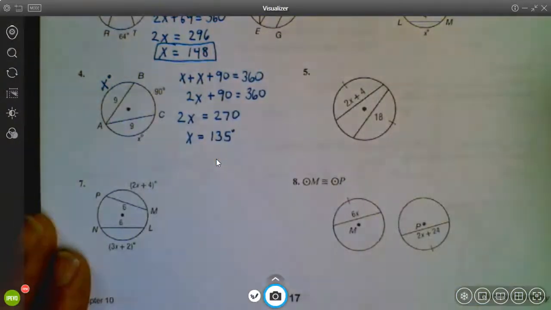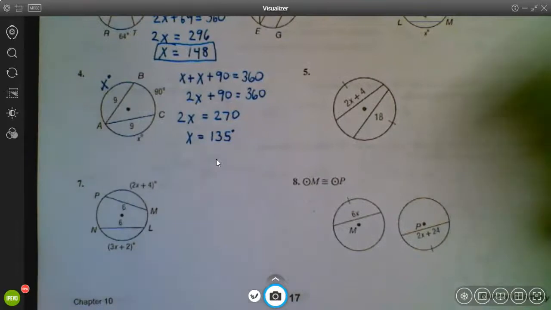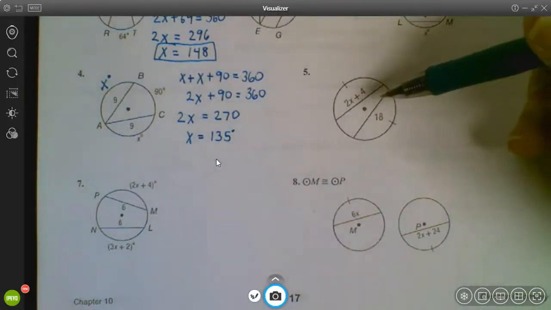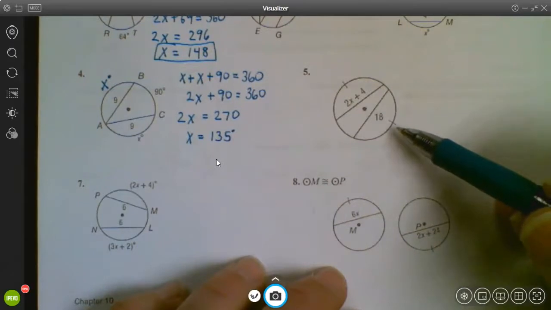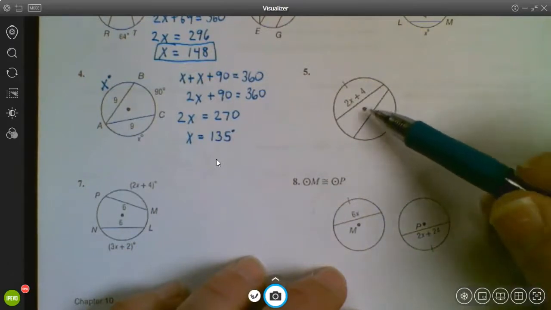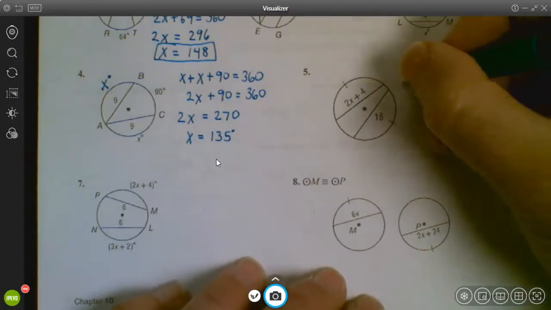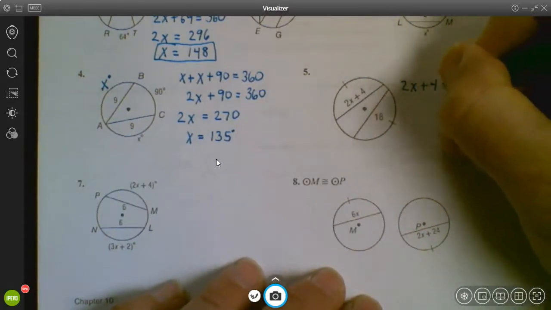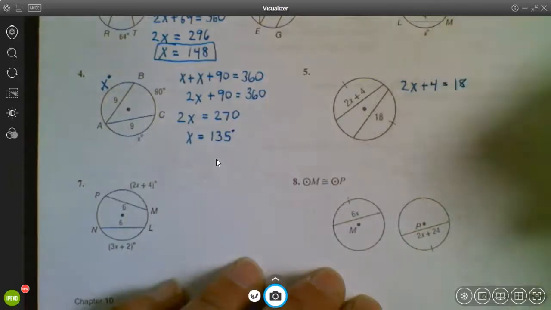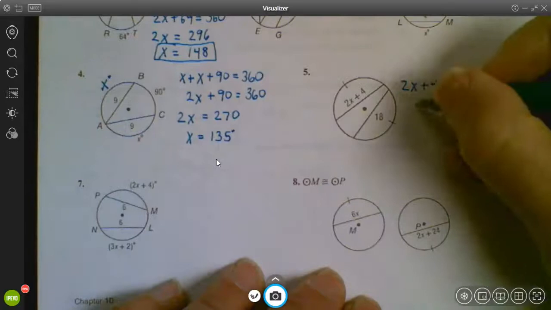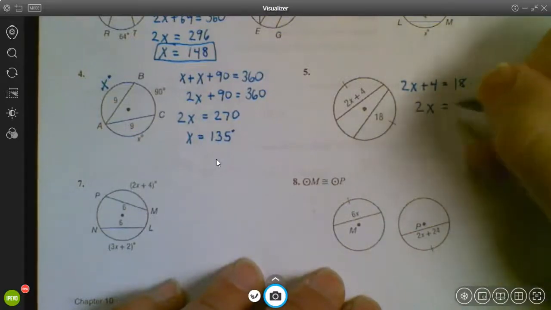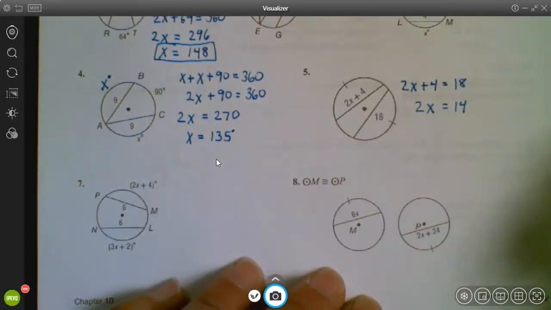All right. Let's go over to this one. This one is similar to the example they gave us. We can see that these two arcs are congruent, which must mean that their chords are congruent. So that must mean that 2x plus 4 must equal 18. So basic algebra again, 2-step solve, subtract 4, and divide by 2.